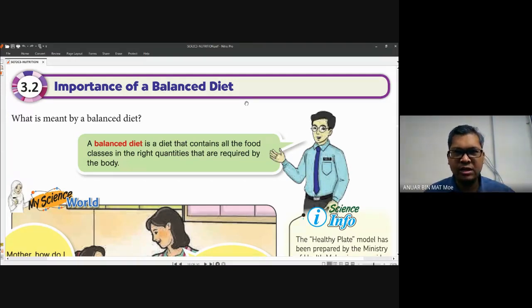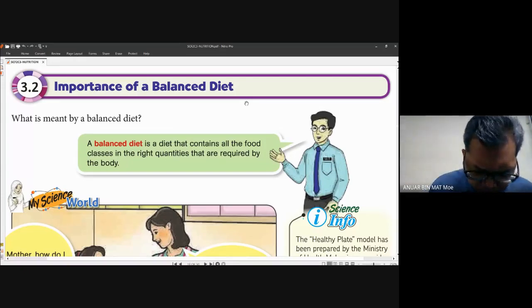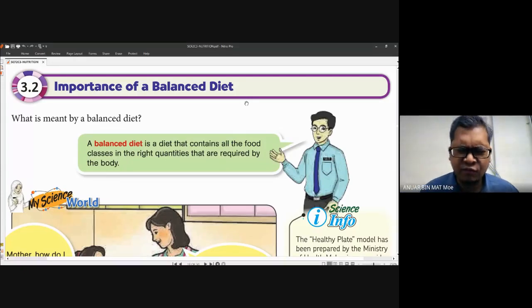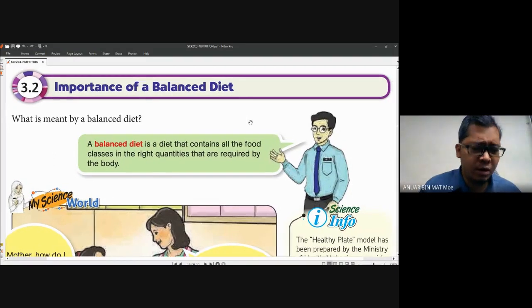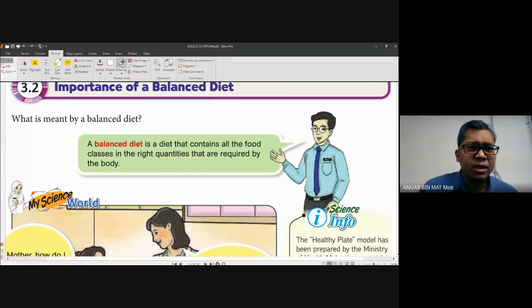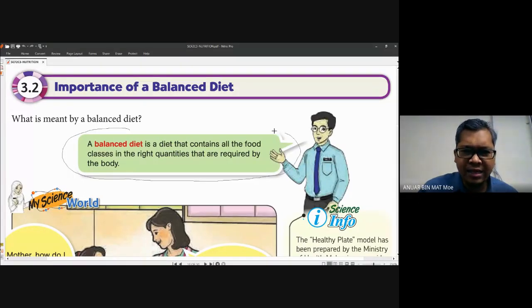You also learned about the classes of food in your primary school. Never mind. We do not want to waste any time, so we just start 3.2, the importance of balanced diet. For number 1, what is the meaning of balanced diet?